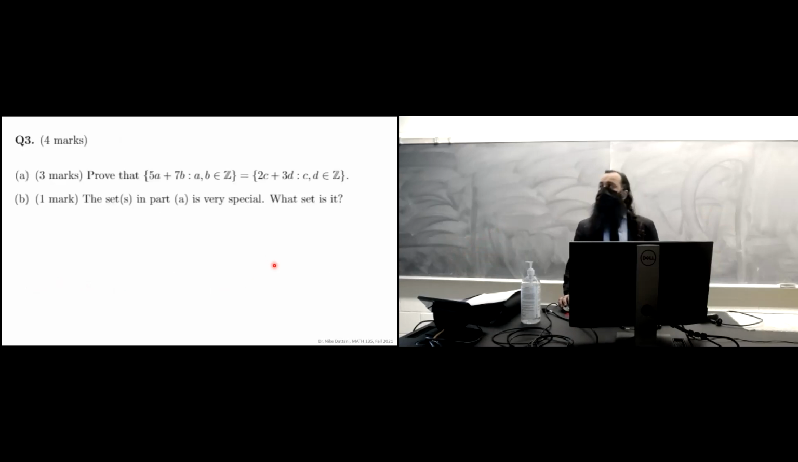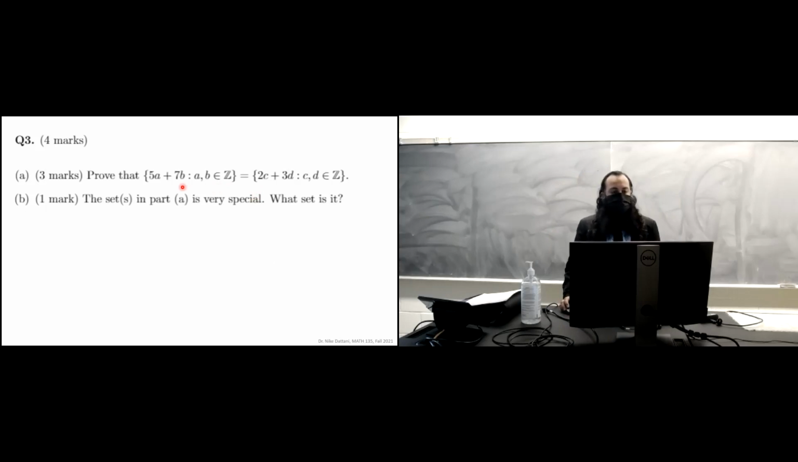Okay, question 3. Prove that this set equals that set. How many people are done? 3 people are done. Other people should start working a little bit harder because these classes are going to be boring for some of the students that are working harder.